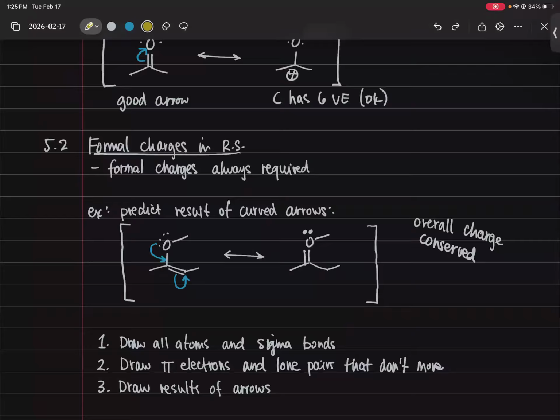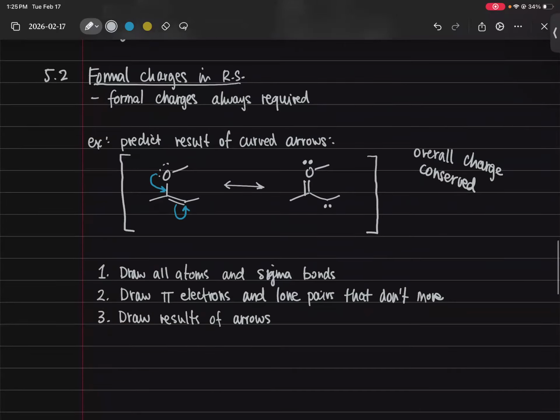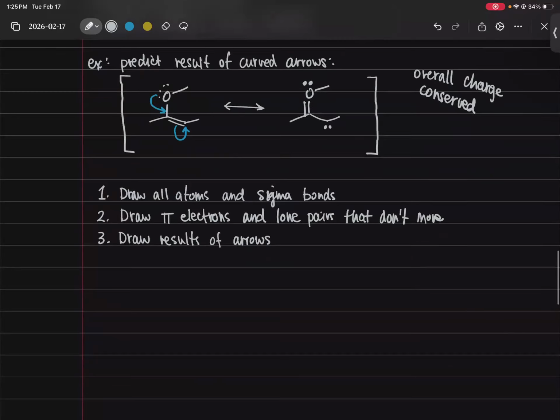Okay, so what did I say was happening? Well, the pi electrons are moving onto the carbon atom. Okay, so the carbon atom now has a lone pair. So that's the results of our arrows. But then we have to make sure that formal charges are correct. So this is going to be a matter of remembering that little chart.